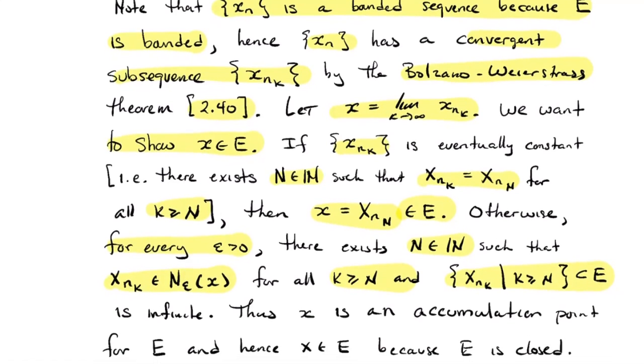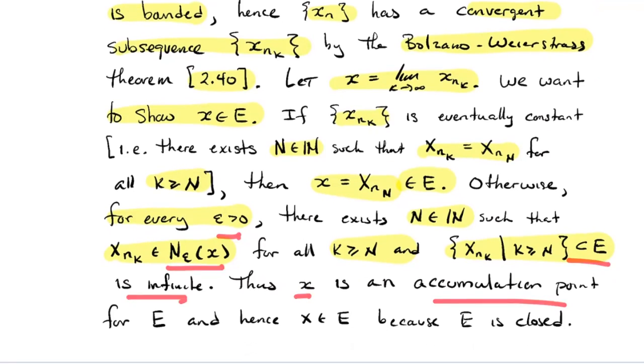That means that this epsilon neighborhood of X intersect the set E is infinite. It contains all of these subsequent terms, and there's infinitely many of them. Epsilon was an arbitrary number. So that means by definition, X is an accumulation point for E, right? An accumulation point for E is a point for which every epsilon neighborhood intersects E in infinitely many points.